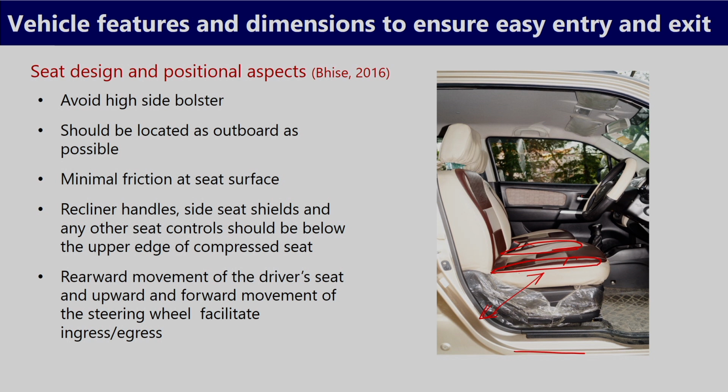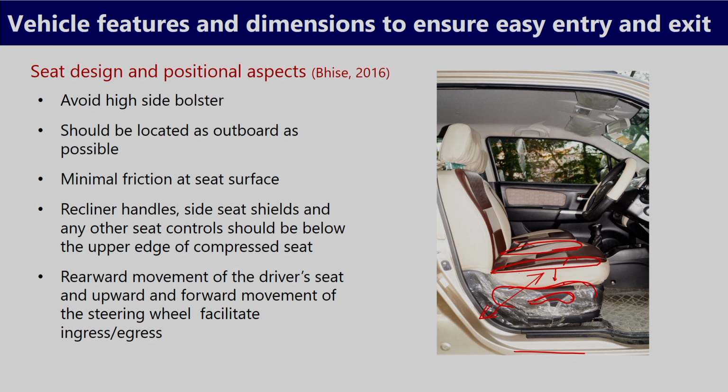Then recliner handles and side seat shields. Here the reclining handles are there, and side seat shields, these types of plastic materials. The height of all these components should be below the compressed seat surface, so that when the seat surface is compressed, it does not go below these components. Otherwise, these components will touch the buttock and thigh of the passenger or driver. So recliner handle, side seat shield and any other seat control should be below the upper edge of the compressed seat surface.